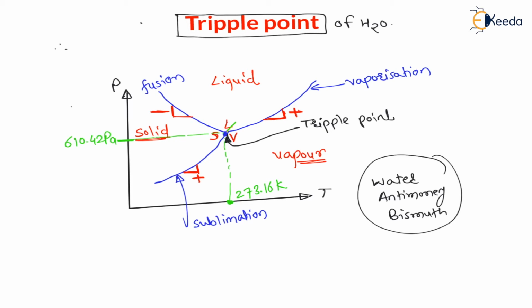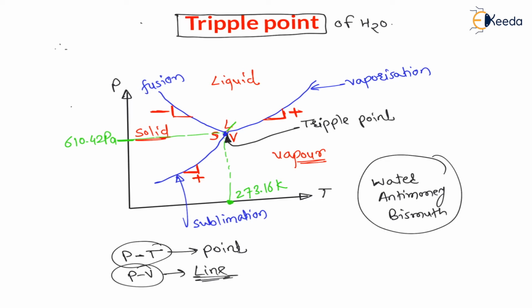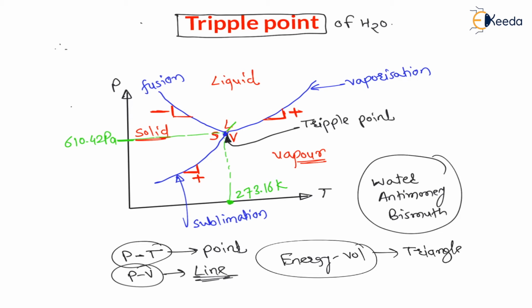Now let us understand a few things about this triple point. My dear students, this triple point looks like a point on the pressure versus temperature diagram. Here we have drawn the pressure versus temperature diagram. If we draw the pressure versus temperature diagram, this triple point looks like a point, right? If we draw the pressure versus volume diagram, this triple point looks like a line. And if we draw the energy versus volume diagram, this triple point looks like a triangle.